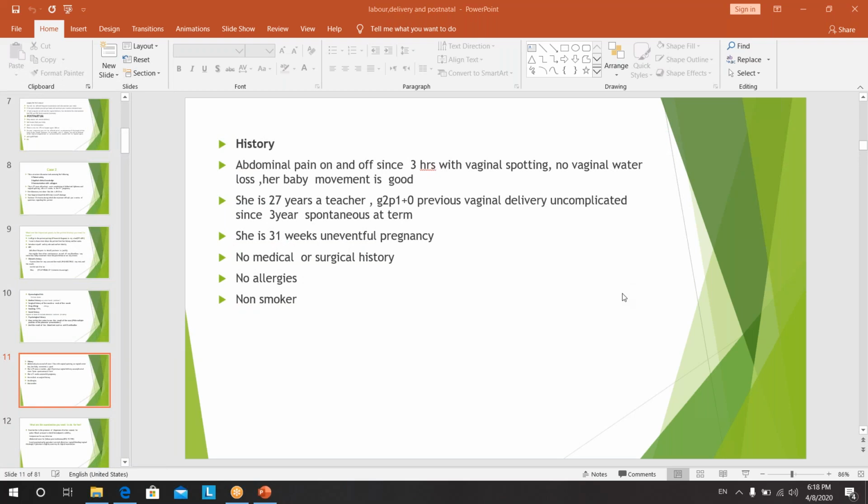Abdominal pain on and off since 3 hours with vaginal spotting. No vaginal water loss. Her baby movement is good. She's 27 years and has a second pregnancy. Previous vaginal delivery uncomplicated since 3 years, spontaneous at term. She's 31 weeks, uneventful pregnancy. No medical or surgical history. No allergies. Non-smoker.